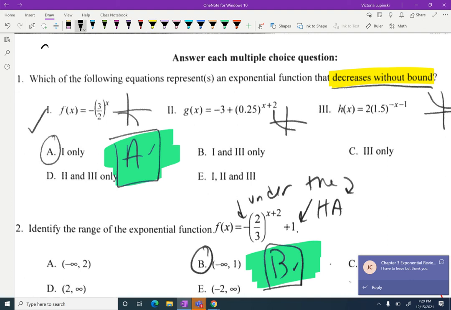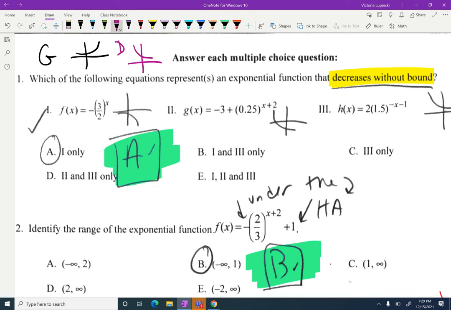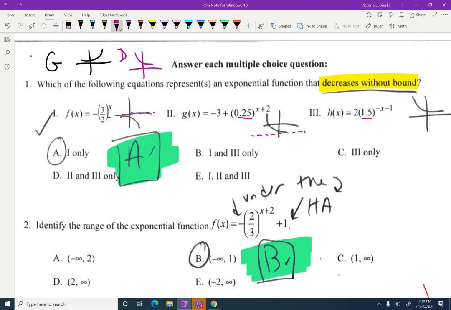In order to do that, if you know that generally speaking, growth functions look like this, and if you know that generally speaking, decay functions look like this, that's a really good start. So for number 1, you have a growth function that's reflected over the x-axis, which is why it looks like this, and the horizontal asymptote is here. In number 2, you have a decay function that is moved down 3, so the horizontal asymptote is here. In number 3, you have a growth function that is reflected over the y-axis, which is why it now looks like decay, and the horizontal asymptote is here.